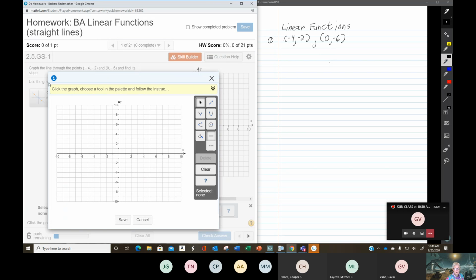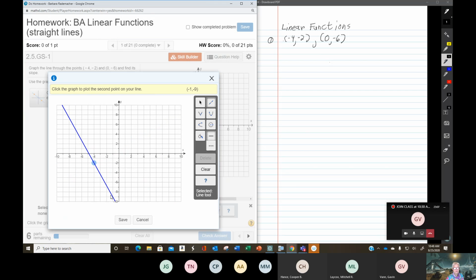So first I click on the line. In fact, this tells me what to do. Choose the tool in the palette and follow the instructions. Okay, bing. Now it says, click the graph and plot the first point. It doesn't matter which one I make the first point, but I usually start on the left and try to use the same method for myself, but that's a personal choice. -4, -2 is going to be going 4 to the left, 1, 2, 3, 4, and down 2. So I'm going to click there.